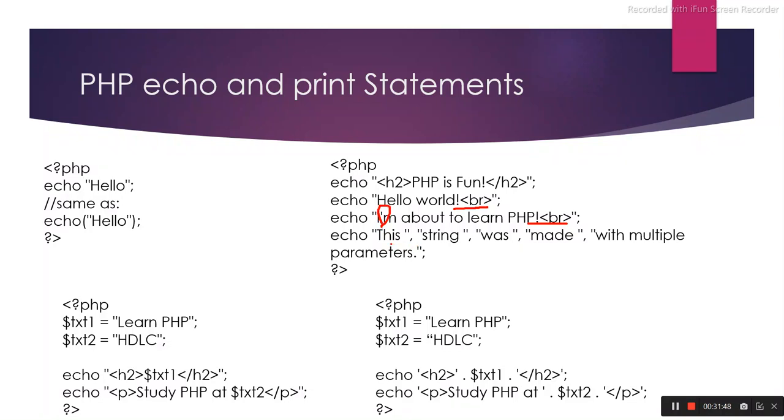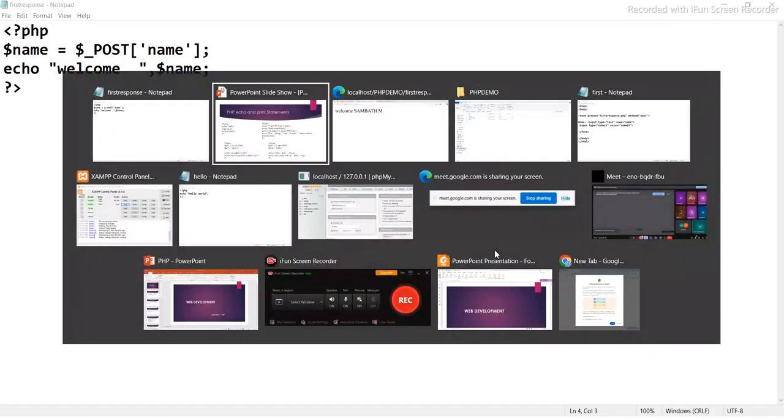And another example shows this string was made with multiple parameters. You can see each one is a separate string separated by comma. So comma is just a concatenation operator which combines all the strings. Okay, so that is one thing. If you want, I will execute this. One second.